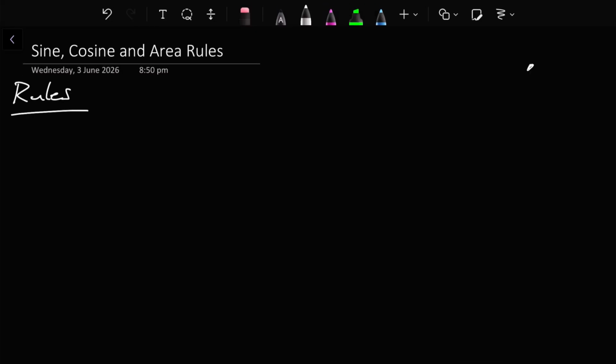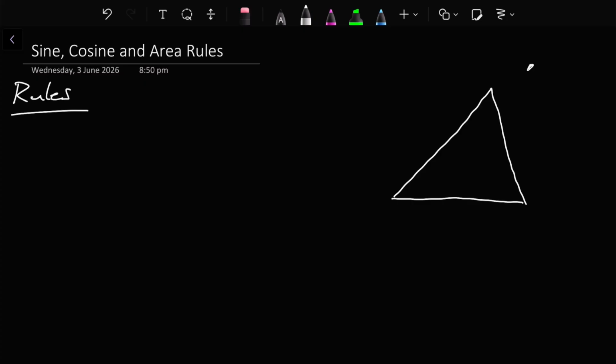So if we draw a non-right angled triangle, any non-right angled triangle, but I'm just going to draw it like this. Maybe that's a little bit too close to a right angle. Let's draw it like this. Okay, non-right angled triangle. Let's label the sides like this.